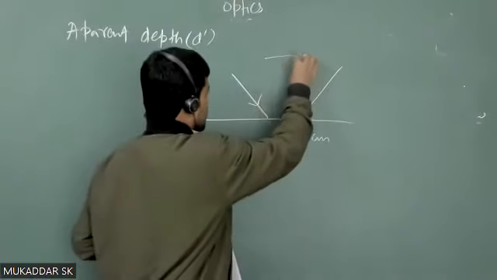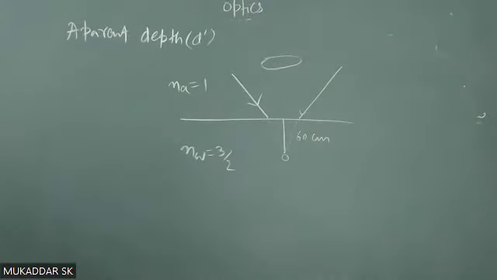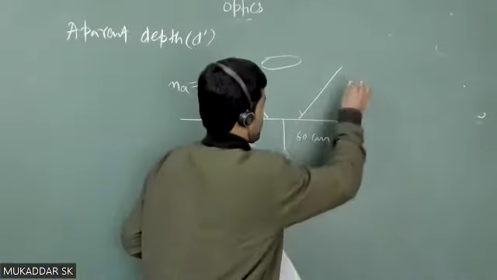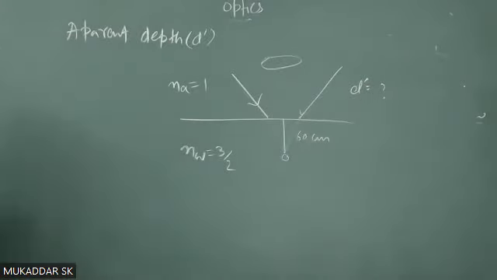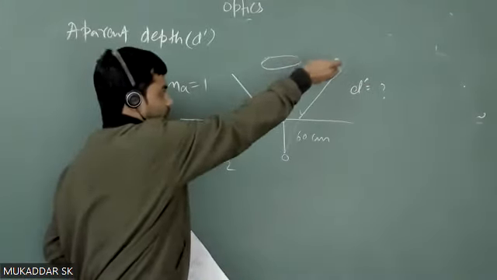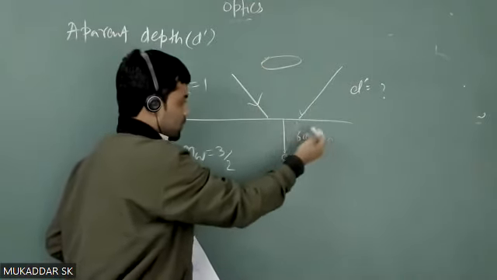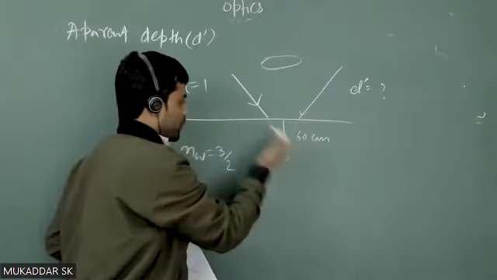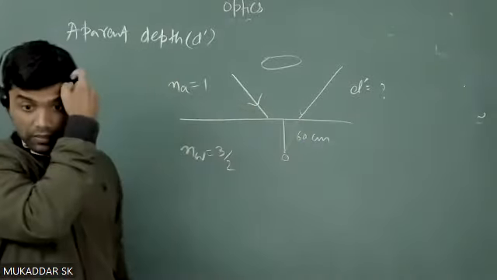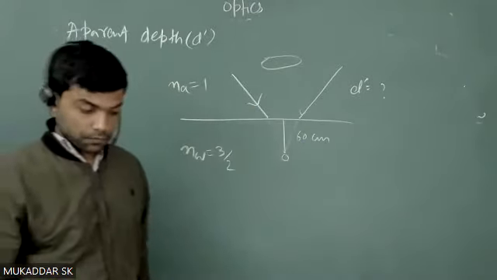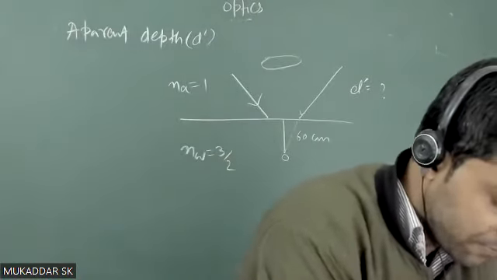And you are looking at this point object. So how much depth you will measure? A ray is coming. These are the lines of rays. They are coming and they are making a point object here at a depth of 60 centimeters. You are looking at this point object. Now, can you please tell me how much depth you will notice? कितना depth आप देखोगे बताओ?